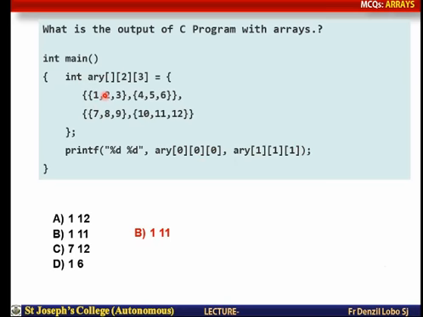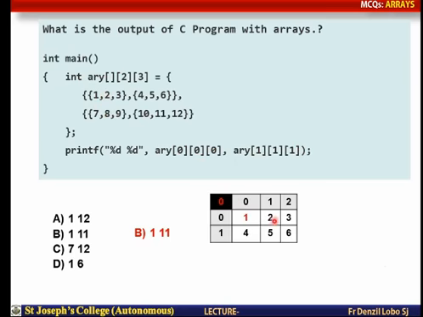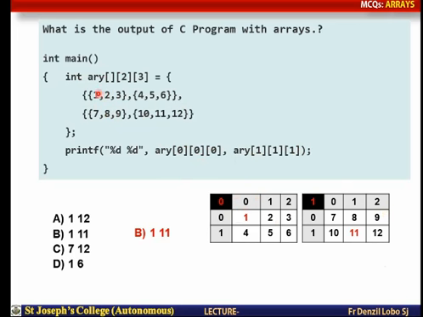So this is 0. This is 1. In the first block, as you see, you got 1, 2, 3, 4, 5, 6. In the second block, because there are 2 rows and 3 columns, fixed, it is 7, 8, 9, 10, 11, 12. Now we come to [1][1][1]. So [1][1][1] is 11. So 1, 11 is the answer.